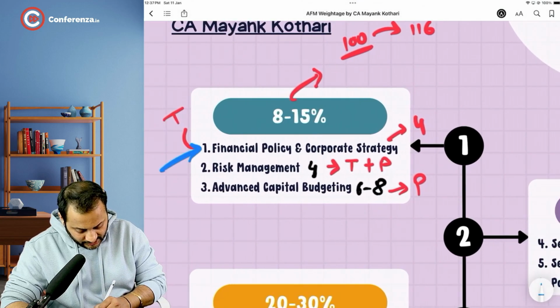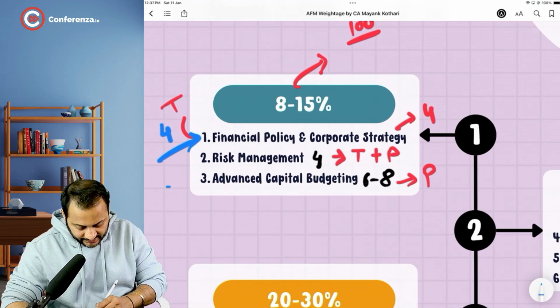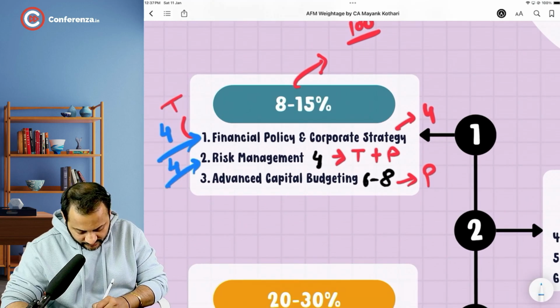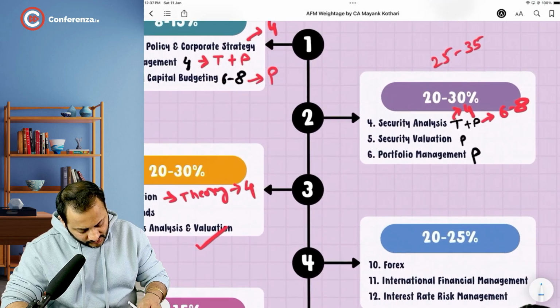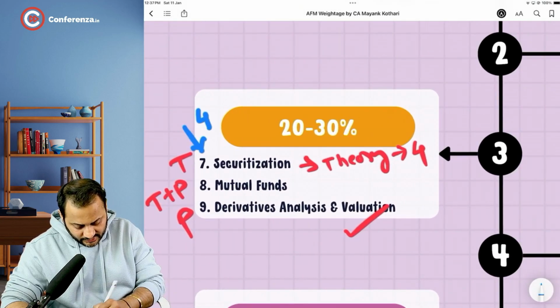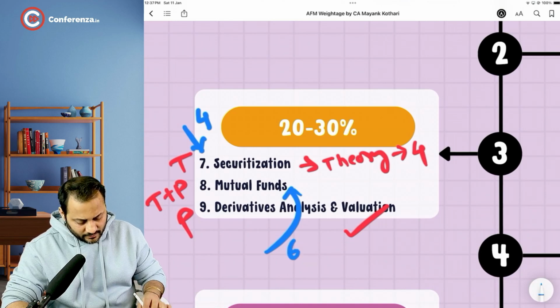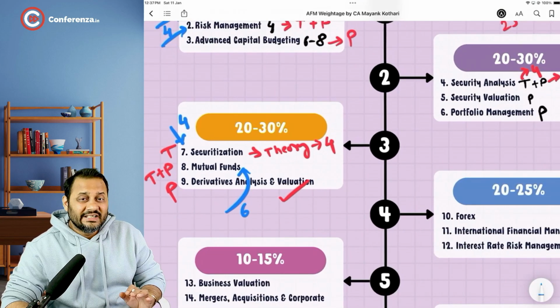The first chapter, financial policy and corporate strategy, I will give it 4 marks. Second chapter, risk management, I will also give it 4 marks. Then you can confirm the securitization chapter, I will give it 4 marks. Mutual fund chapter, I will give it 6 marks. These are the chapters that you can do easily.